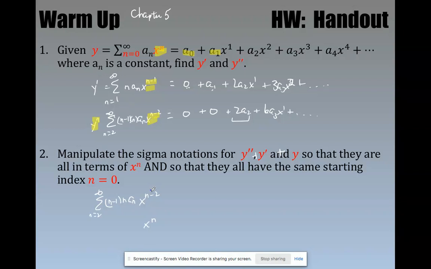Inside the summation, I can add 2 to every n, as long as I balance that out with subtracting 2 on the outside of the summation. So I end up with n is equal to 0, infinity minus 2 is still infinity, n plus 2 minus 1 is n plus 1, n plus 2, a sub n plus 2, and x to the n.